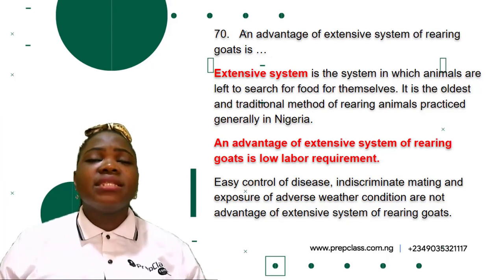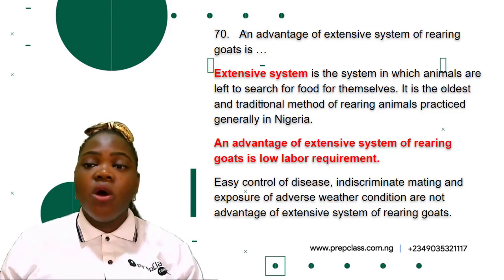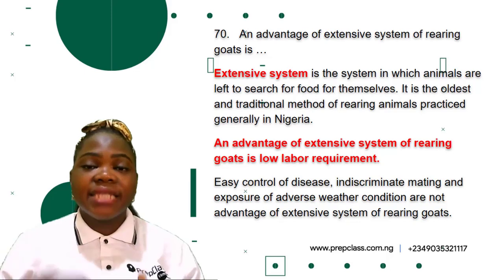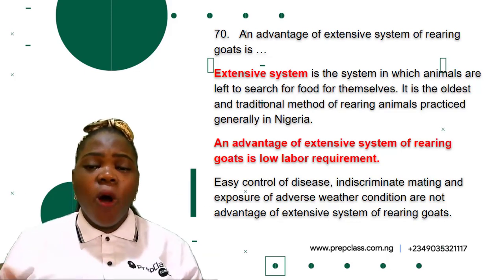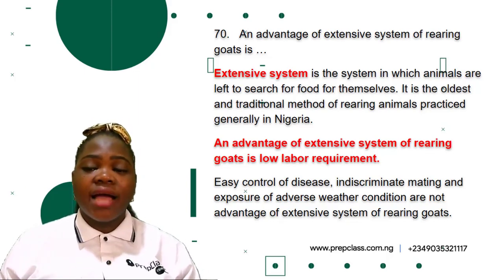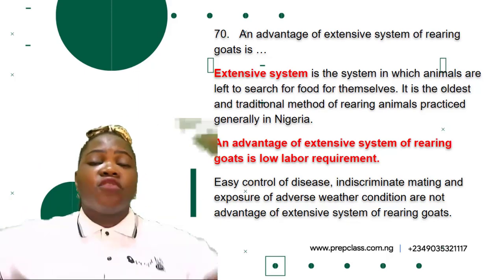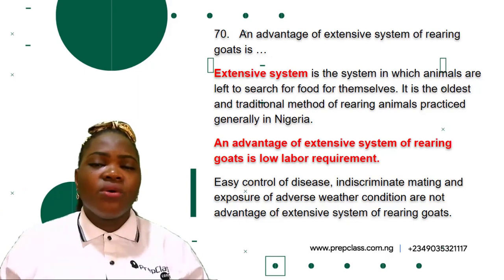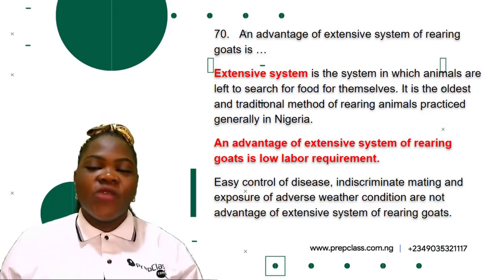Indiscriminate mating is also not an advantage of extensive system of rearing goats. Indiscriminate mating means same-sex mating. So this is not an advantage of extensive system. Exposure to adverse weather conditions. Because these animals are left to search for food for themselves, they could be exposed to adverse weather conditions. So this is not an advantage of extensive system of rearing goats.